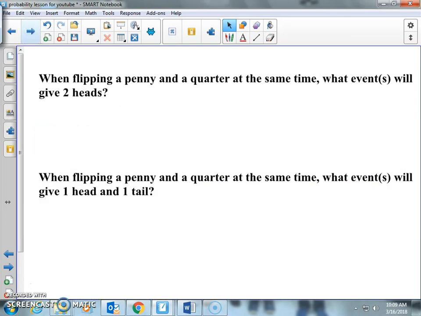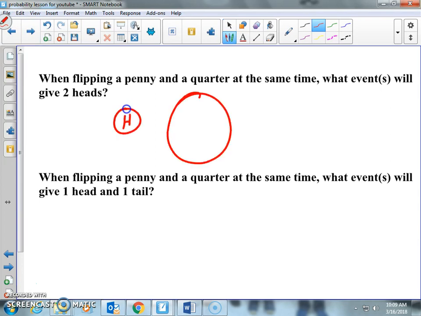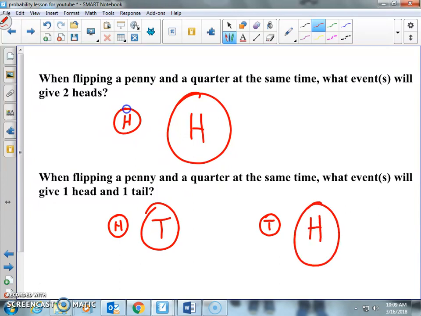So if we were going to flip a penny and a quarter at the same time, what event or events would give 2 heads? Well, I could get heads on the penny and heads on the quarter. That's the only way to get 2 heads. And the follow-up question then says, if you're flipping a penny and a quarter at the same time, what events are going to give us 1 head and 1 tail? Well, I could get heads on the penny, tails on the quarter. That's one way to get 1 head and 1 tail. But there's another way. I could get tails on the penny and heads on the quarter. So there's 2 ways that would give 1 head and 1 tail in that example.